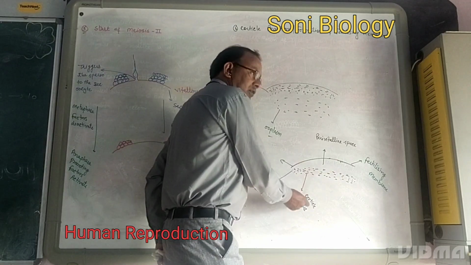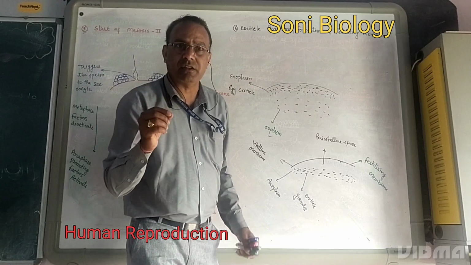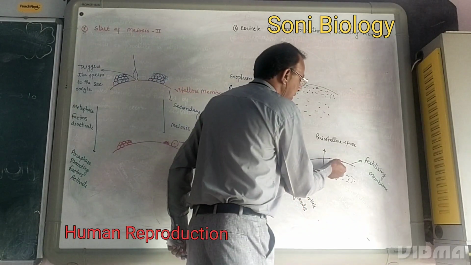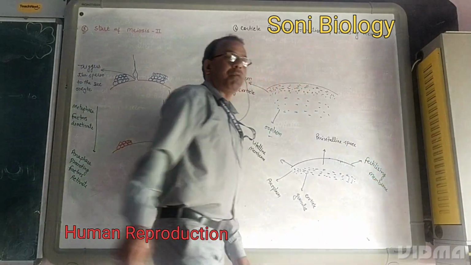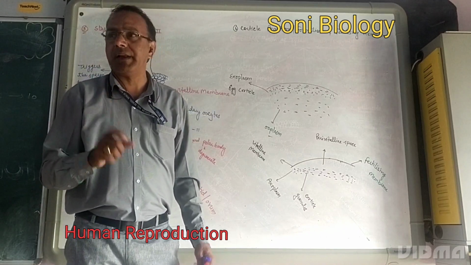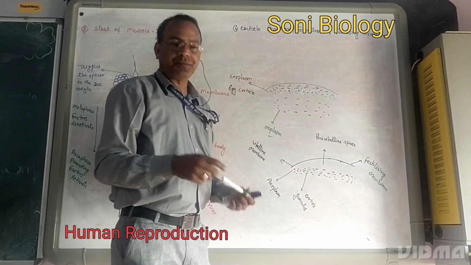The cortical granules, which are just small ball-like structures, reach to the vitelline membrane and produce another membrane. This is called fertilizing membrane. What is the role of fertilizing membrane? The role of fertilizing membrane is very important.